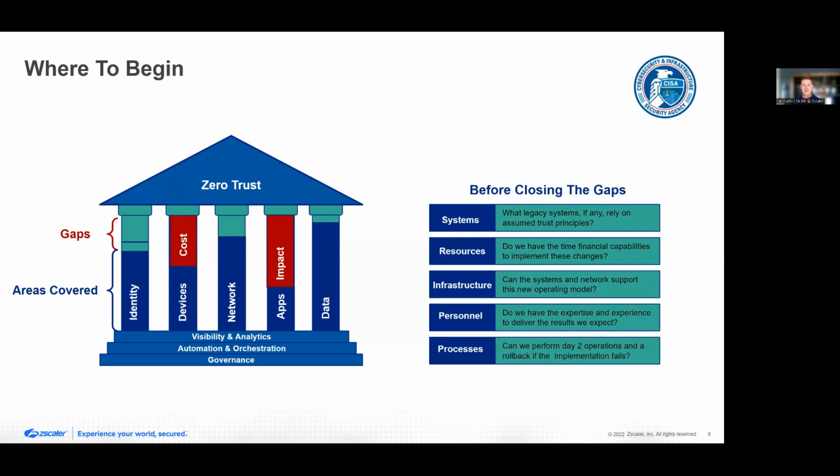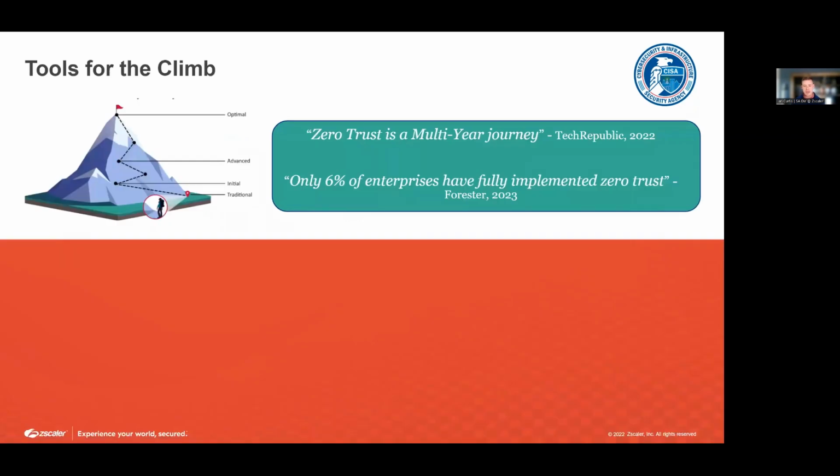In other words, do I have systems that are dependent on IP pass-through or something that would stop us from adopting a newer approach? Do I have the ability to have a rollback plan? Do I have the people who actually know how to do it the new way, or do I actually have a skills gap? So once I consider those things, I can get started.